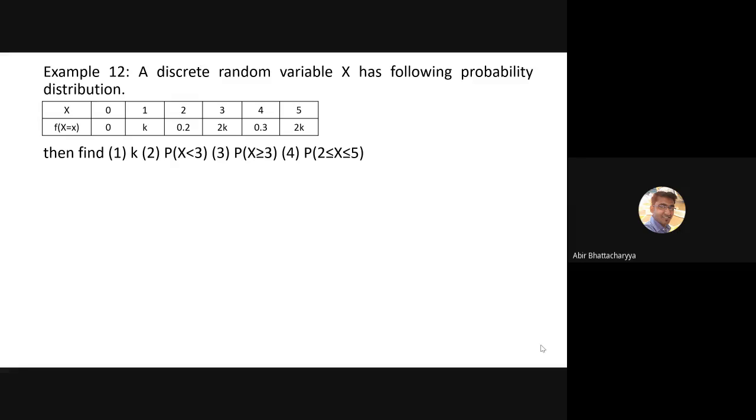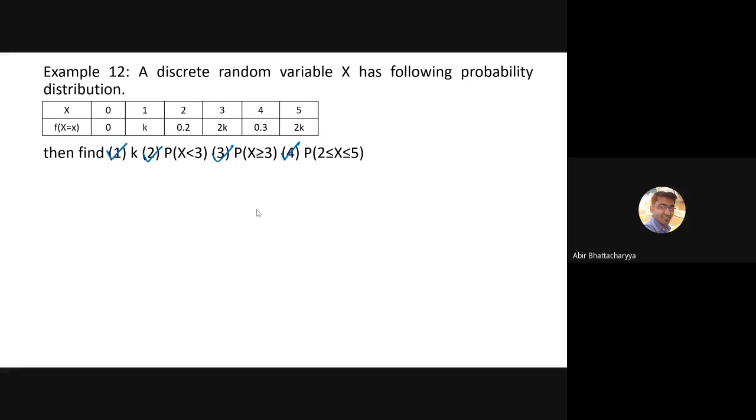A discrete random variable X has the following probability distribution, given like this. What you have to find: the value of k, the probability of X less than 3, the probability of X greater than or equal to 3, and the probability of 2 less than or equal to X less than or equal to 5.